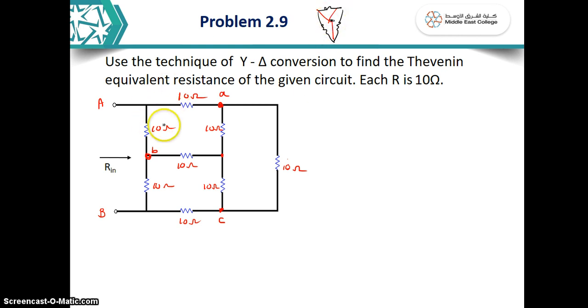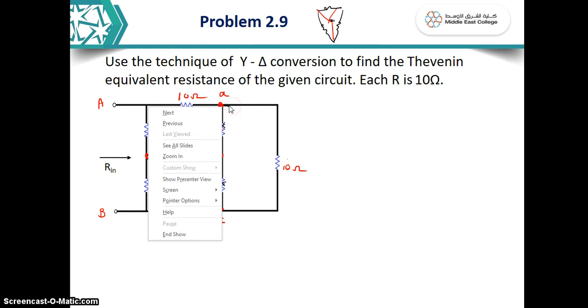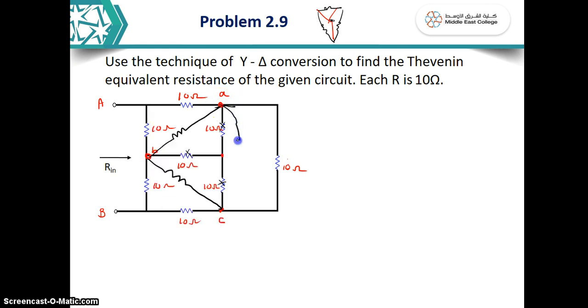So now between A and B, these 2 will go off. Between A and B we have one resistor like this. Similarly, these 2 will go off of the delta. Between B and C we have a resistor. And these 2 resistors will go off. Between A and C you have another resistor. So your circuit will be replaced like this.